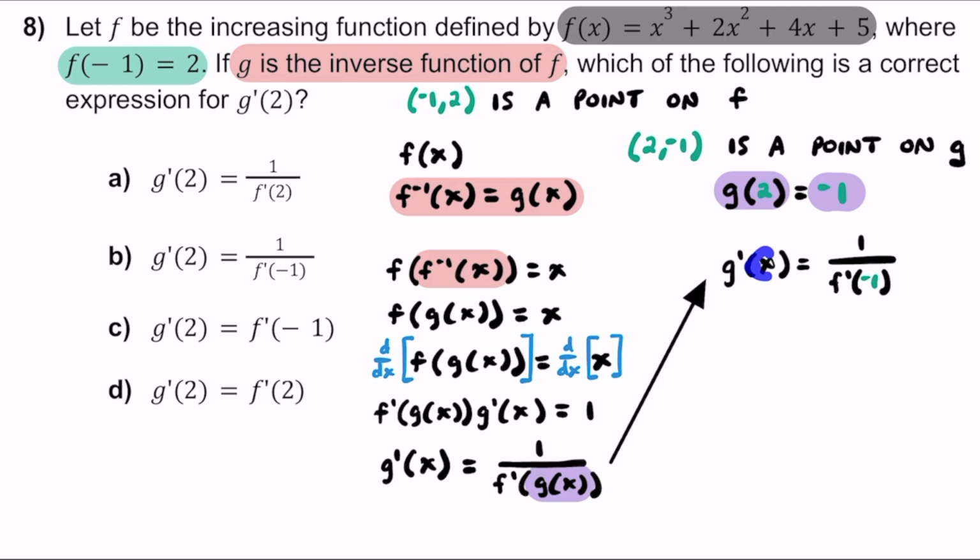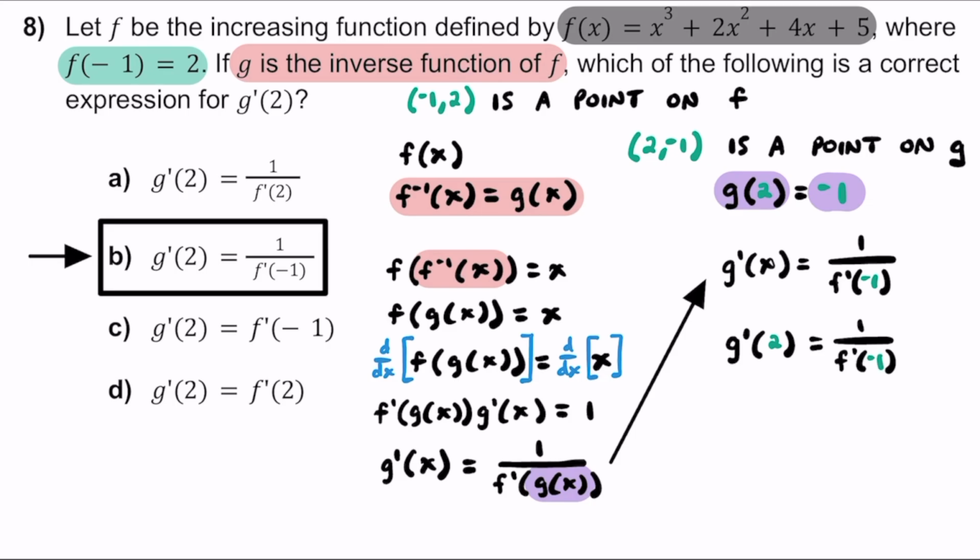And so making a final substitution for g prime of x, this 2 is going to be the x value here. So if we plug that in, we can say g prime of 2 is going to be equal to 1 over f prime of -1. Looking at each of our answer choices, hopefully B makes the most sense. That'll be our answer.